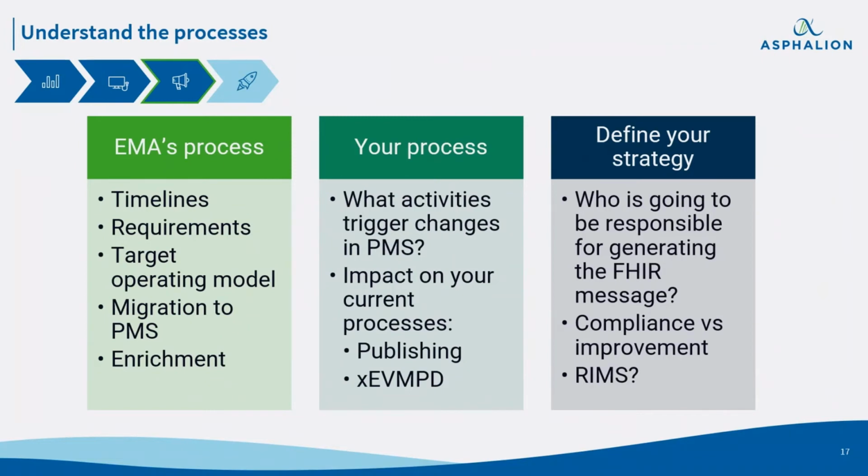Then we have to check our processes. As we said before, we have to update all the SOPs and working instructions. We have to understand also what activities inside our company trigger these changes on PMS data fields. So we can identify in our work instructions that whenever there is a change in that activity or whatever data is generated, we have to talk to the person or department responsible for submitting this information to EMA, so they actually do it in time.